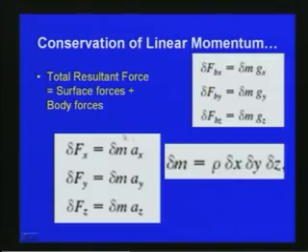Now as per Newton's second law, in the x, y, z directions we can write delta Fx equal to delta m into ax, that means the force in the x direction is equal to delta m into the acceleration in the x direction, and delta Fy is equal to delta m into ay, and delta Fz is equal to delta m into az. Here delta m is the mass of the fluid element, so if rho is the density of the fluid element, we can write delta m is equal to rho into delta x into delta y into delta z.